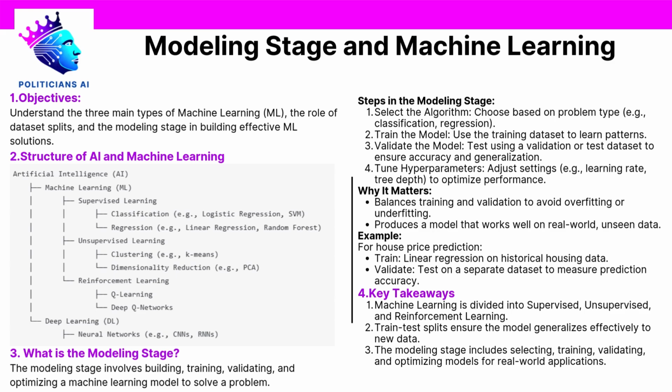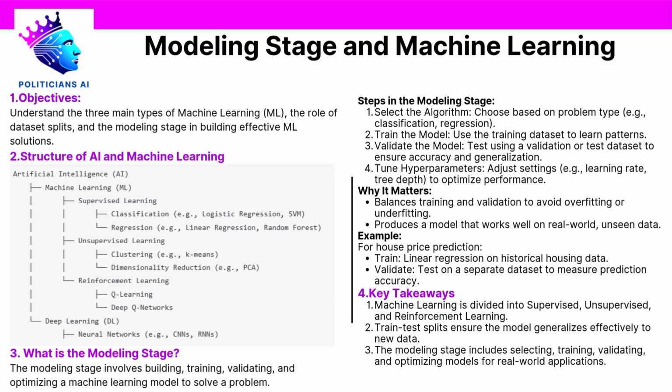Finally, we have reinforcement learning, where the system learns through interaction with an environment. It improves by receiving rewards for successful actions and penalties for mistakes. This type of learning is often used in robotics or game-playing AI, such as training a chess bot to make optimal moves. Beneath machine learning is deep learning, a subset that uses neural networks with multiple layers to process complex data like images or natural language.